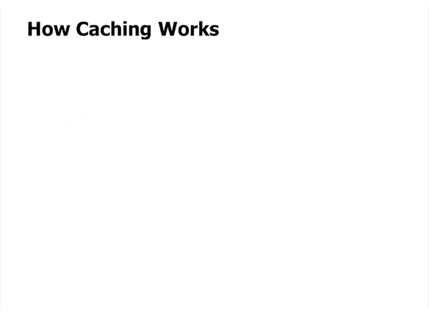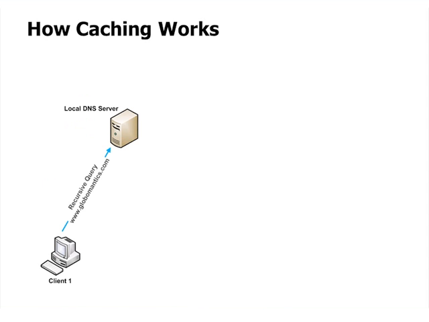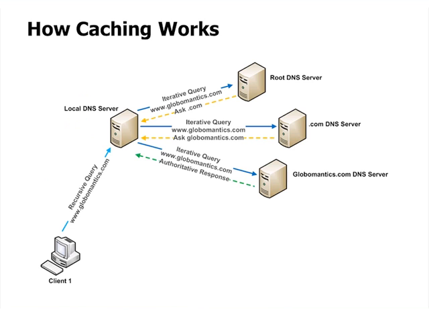So let's look real quick at how caching works here. Client makes a request to the local DNS server. Local DNS server goes out there and does all its iterative queries, and it gets an authoritative response. Now, we've seen this screen before, and the next thing that I showed you last time, when we looked at querying, is that the server sent that response back to the client. But here's what actually happens.